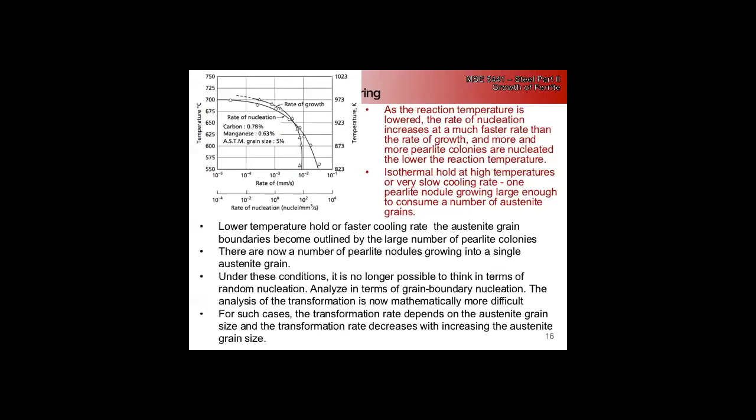They can basically take over if you're at very low undercooling, so just a little bit below the eutectoid temperature. As you lower the temperature down and go to larger undercoolings, nucleation of the pearlite colonies becomes easier, and so you have many small pearlite colonies for a given austenite grain.